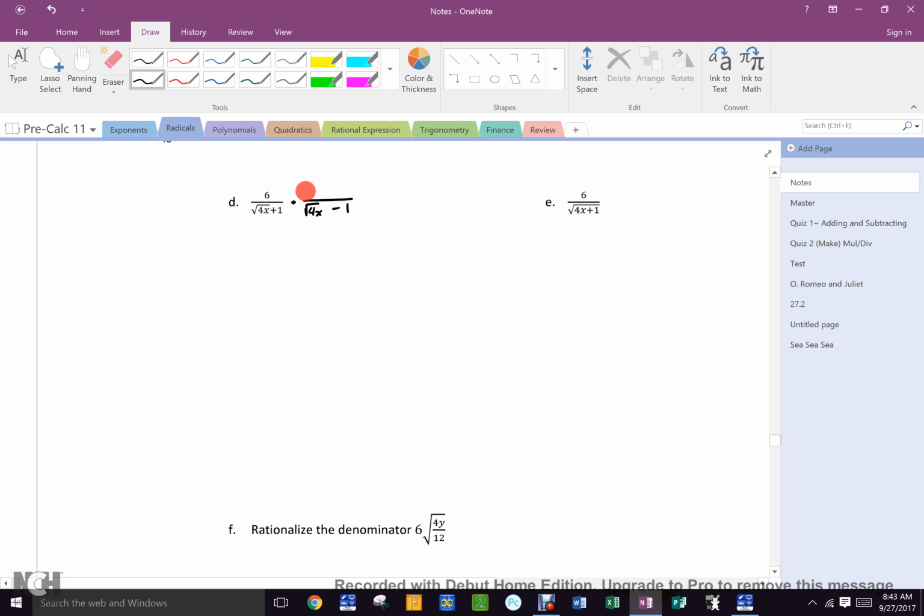Okay? So what's the top? Root 4x minus 1. And then I just multiply. What's root 4x times root 4x? The root of 16x squared, right? Which would be 4x. So the denominator is 4x minus 1, when my computer wakes up. And what's the top? Six root 4x minus what? 6.